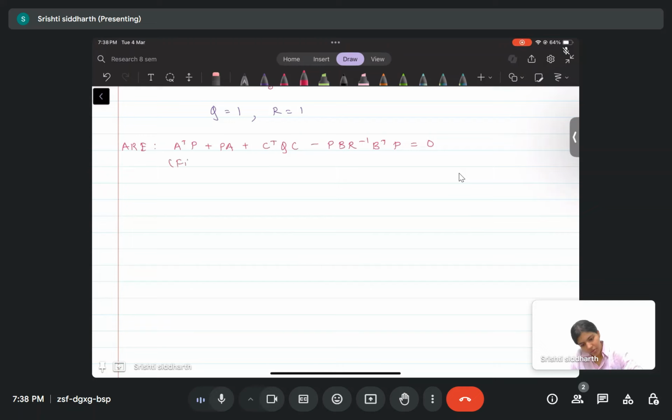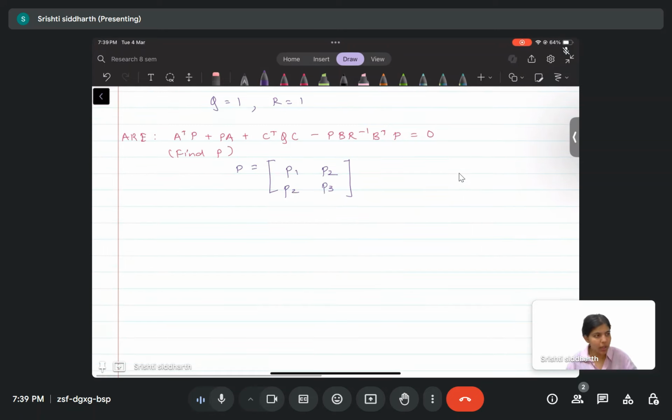So the objective is to find P. So P is going to be a 2 by 2 matrix, and it's going to be symmetric. So we have P1, P2, and this is going to be P2 again, P3. Okay, so let's compute each of the terms of the algebraic Riccati equation.